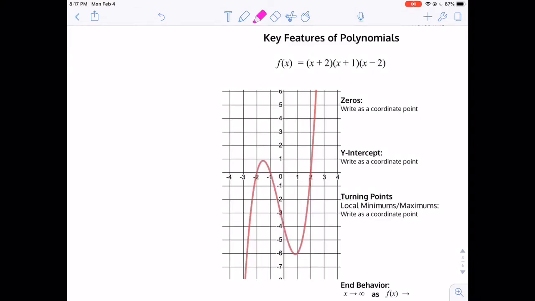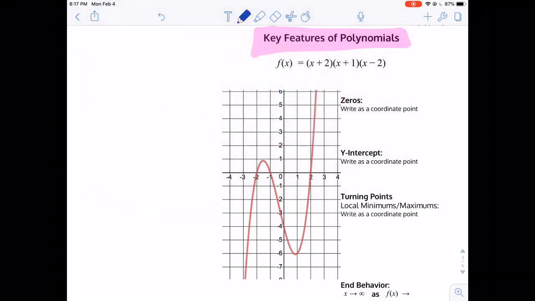Hi guys, today we're talking about key features of polynomials. So, super important pieces of polynomials that are going to be the same for a lot of them, so we can use better vocabulary when we're talking about them.